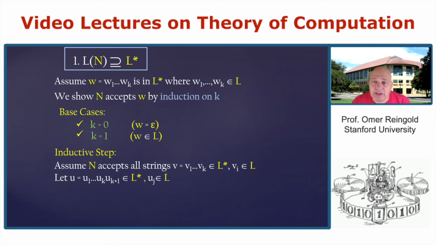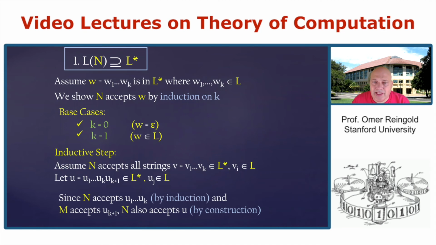So each vi is in L. And now we want to show that N also accepts strings that are the concatenation of k plus 1 elements in L, so u1 up to uk plus 1. Since N accepts u1 up to uk by induction, what do we know? We know that when walking on u1 up to uk in N, we can reach an accept state.